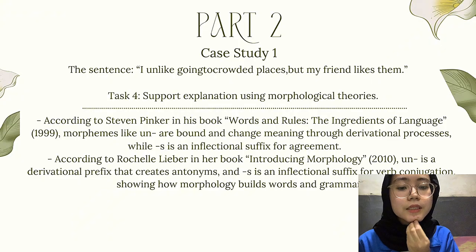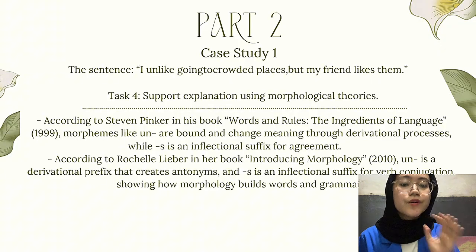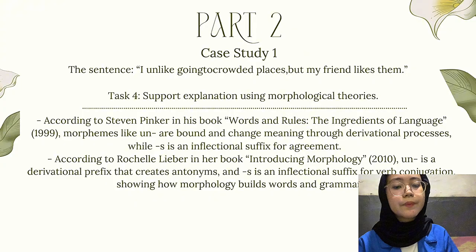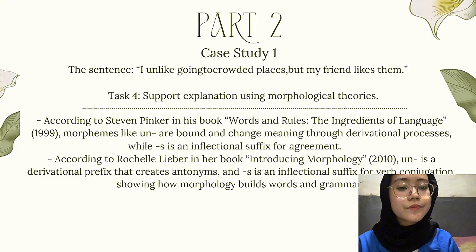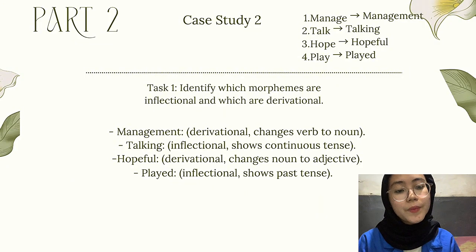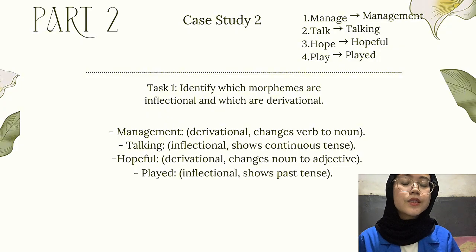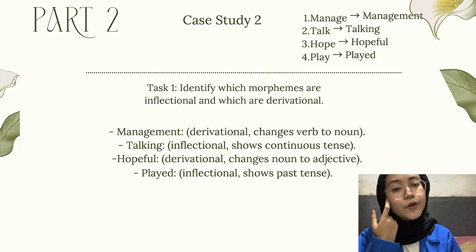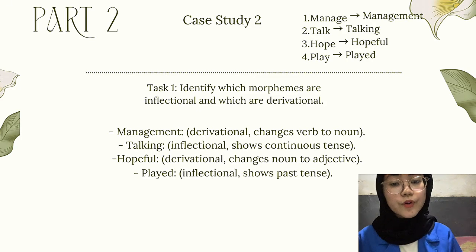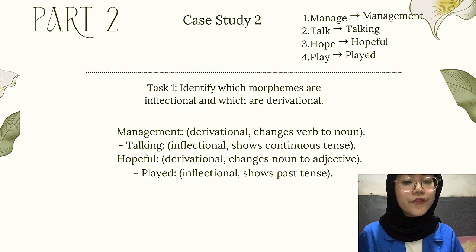So for this example, we can see clearly how morphemes can either stand alone or need to be attached to others, and how they can change meaning or grammar depending on their type. So we move to case study 2. We have words. Number 1 is management. The second is talking. The third is hope and hopeful. The fourth is play and played. So task one is to identify which morphemes are inflectional and which are derivational.